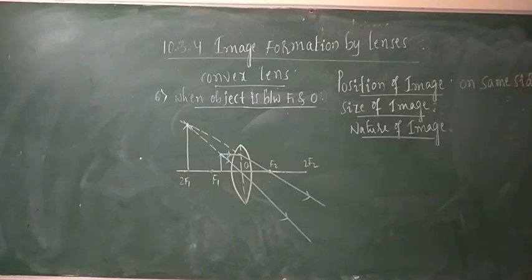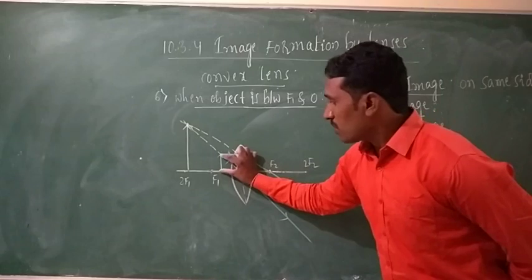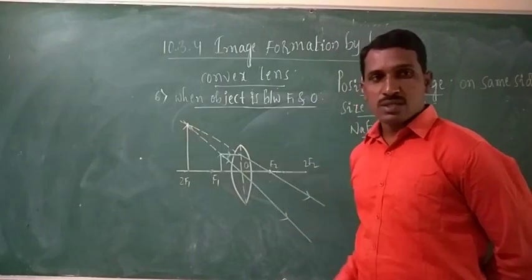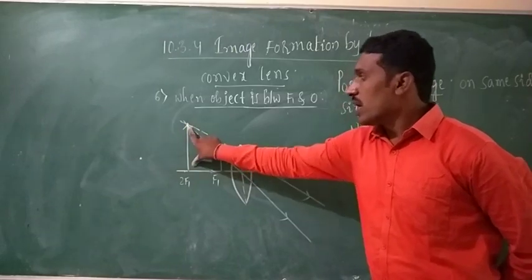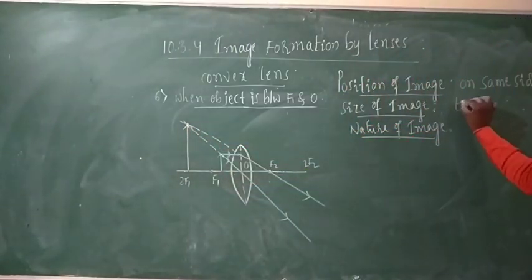Image is formed on the same side of the lens. Okay. Size of the image. This is object. This is image. Size is enlarged. Image is enlarged. Enlarged image.